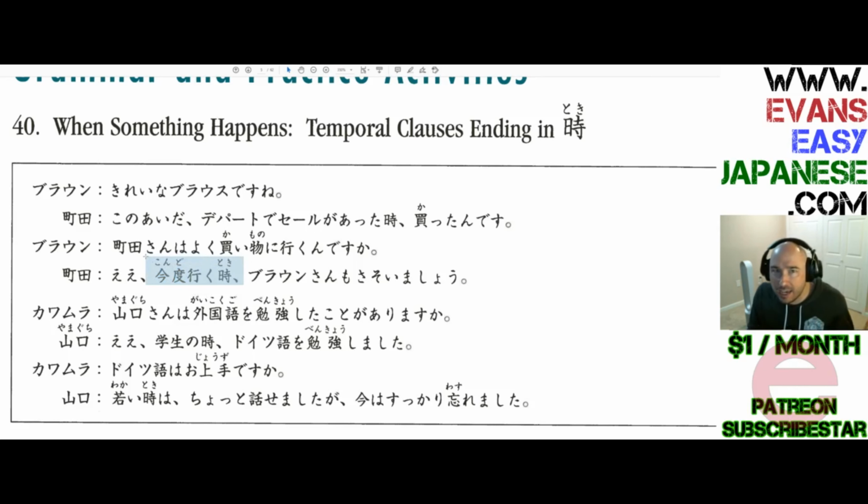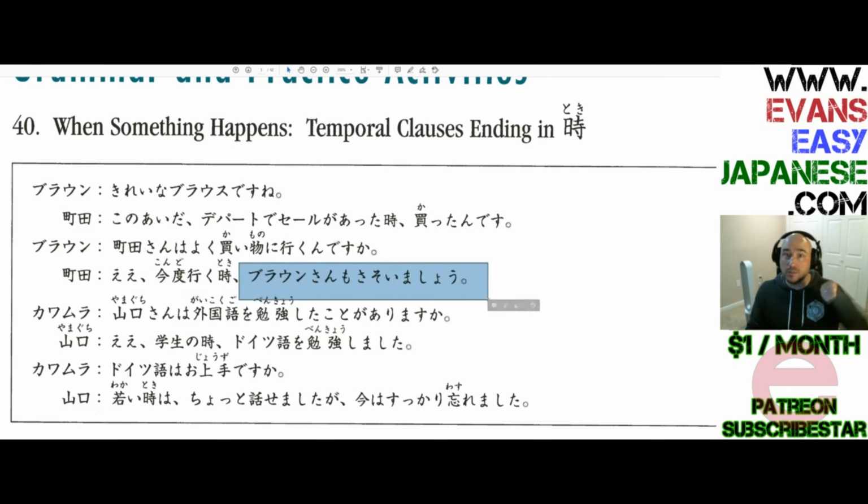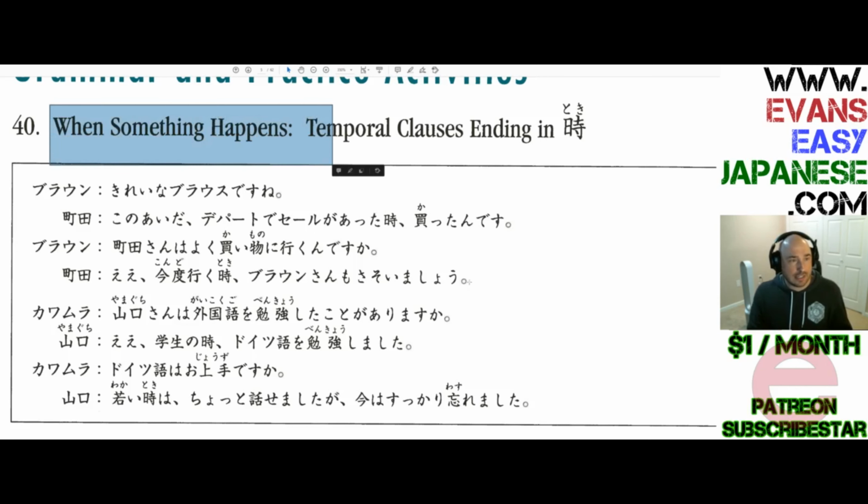When I go next time, when I go again, ブラウンさんも誘いましょう. I will invite you, Brown. How about we go together? I will entice you with shopping. All right, that's what's happening. This 時 is having a clause shoved in front of it, and it's translating as when the clause happens. And then what comes after it is another clause. So when clause X happens, clause Y will happen, or something like that. So it's when something goes on, another thing will take place. That's this kind of sentence that we're making with this 時 as a temporal clause ending in 時. When something happens. Yeah, that's how they're translating it, when something happens.